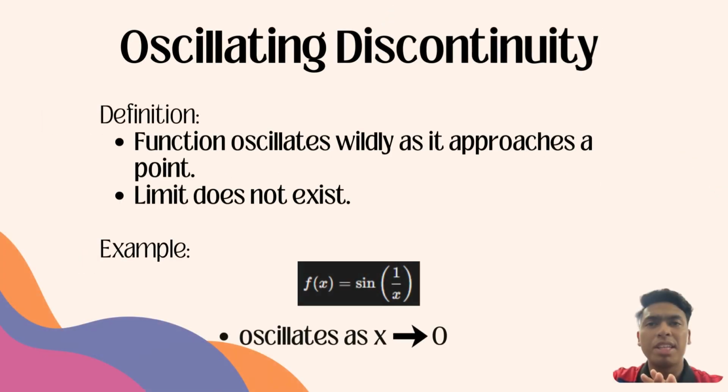The last type is oscillating discontinuity. This occurs when the function oscillates or wiggles rapidly as it approaches a certain point. Because the values keep changing and never settle, the limit does not exist. A basic example is sin(1/x). As x approaches 0, the graph oscillates faster and faster, creating a discontinuity.